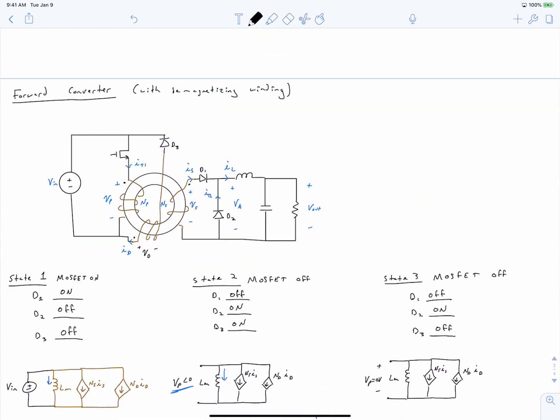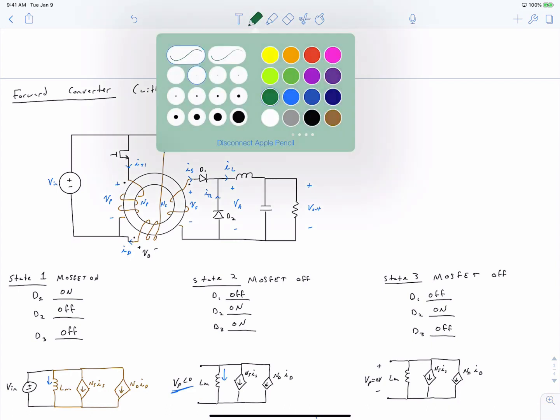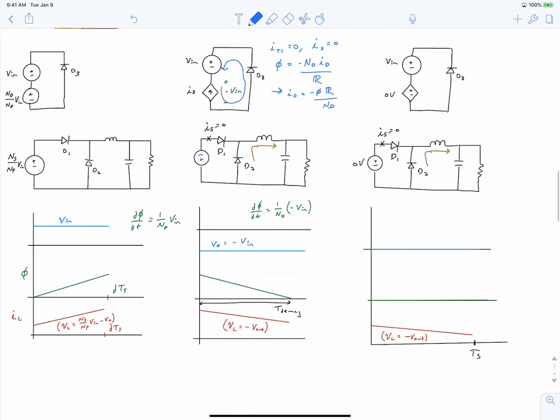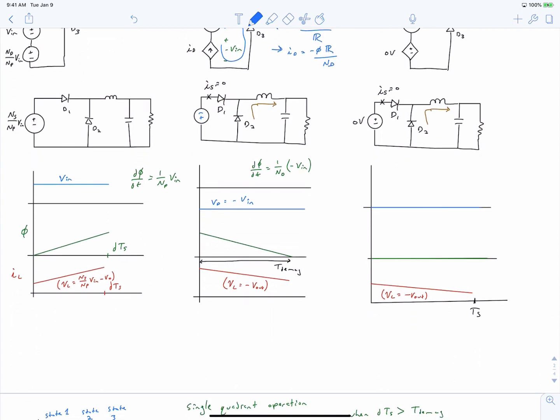So if we have a situation where we have the same number of turns in our primary winding as in our demagnetizing coil, so that is NP is equal to ND, we can see that when our MOSFET is on, we're applying Vin to our core, and when our MOSFET is off, we're applying a negative Vin. So we've got this situation when the MOSFET is on, and we have this situation when the MOSFET is off.